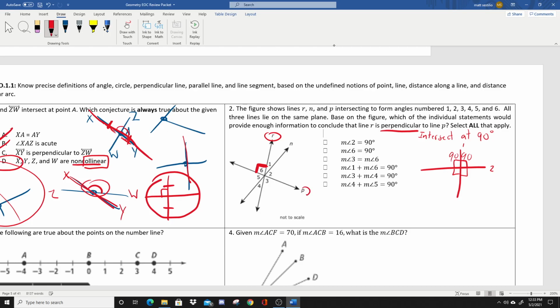Remember we're talking about R and P, we don't care about N. So we're looking here, oh, that one works. If 1 and 2 are 90, that would work. We don't care about angle 2 not being 90 because we're not comparing N and P being perpendicular, we're caring about R and P. There's no 1 and 2 option here though. If angle 3 is 90, I don't see that one there. Or if angle 5 plus angle 4. So those 2.